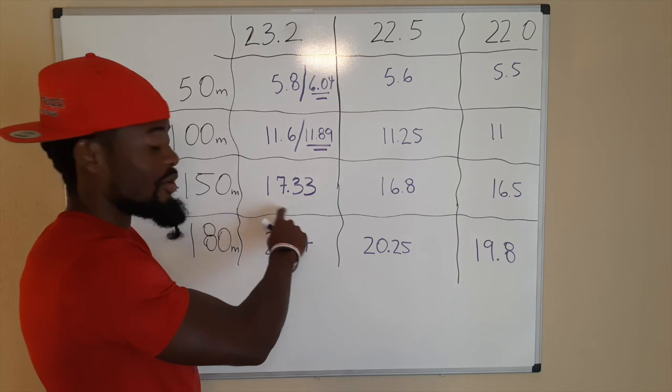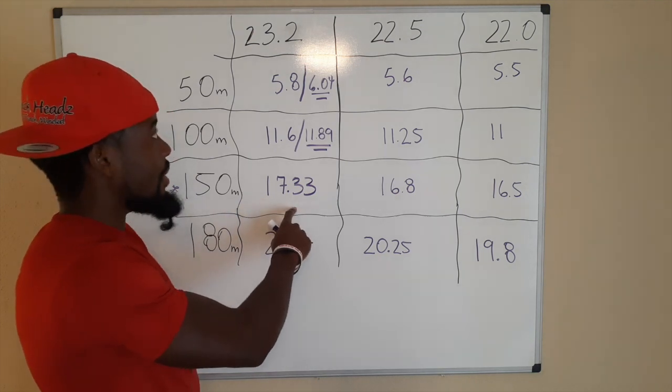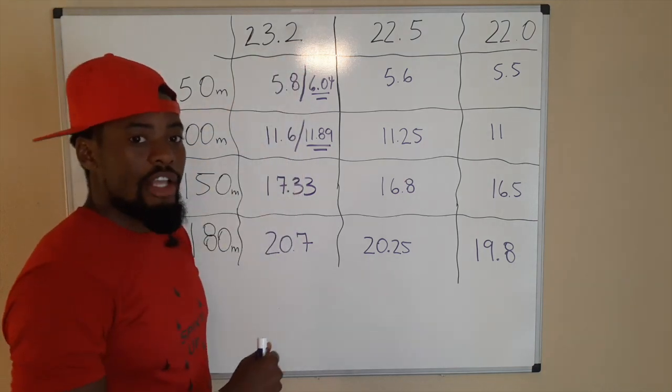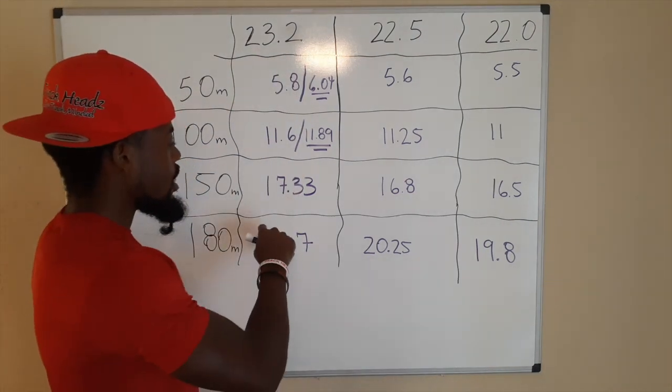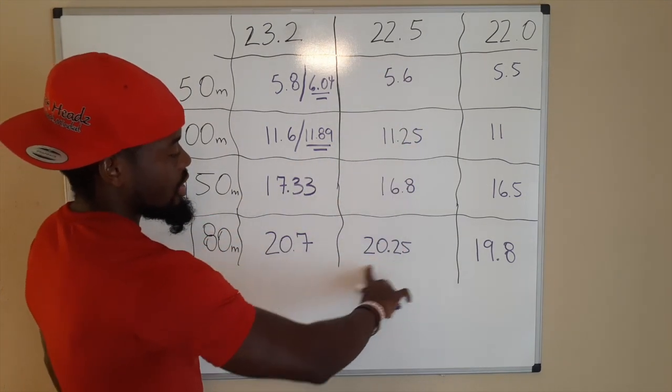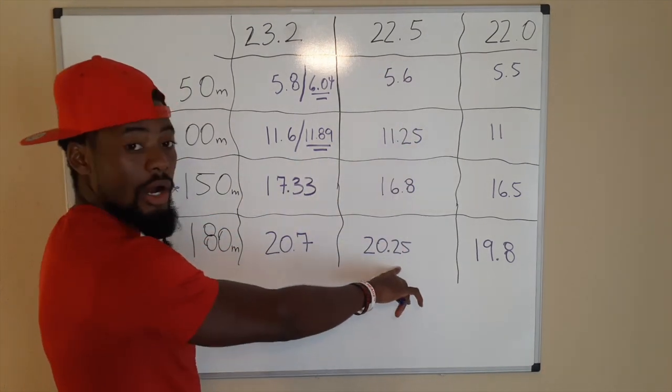17.33 is not gonna cut it. I do that in practice, all right? And the fact that I came up in this time trial shows me that that's the reason why I ran 23.2, okay? Looking forward, if you look at that 22.5, on the 180, I ran 20.25.